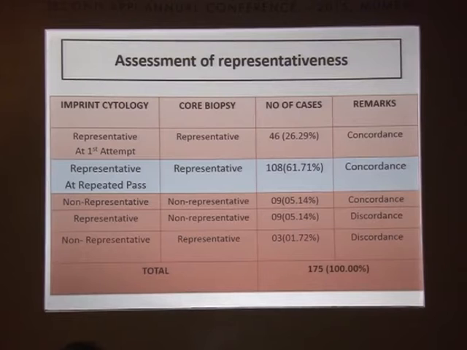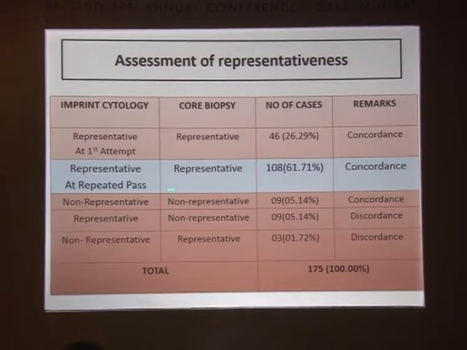Now this is our actual breakup of all those cases which we had done. You can see here the first column is that imprint cytology, that is squash cytology, was representative. Core biopsy followed representative. This happened in 26% cases. So it is concordance.